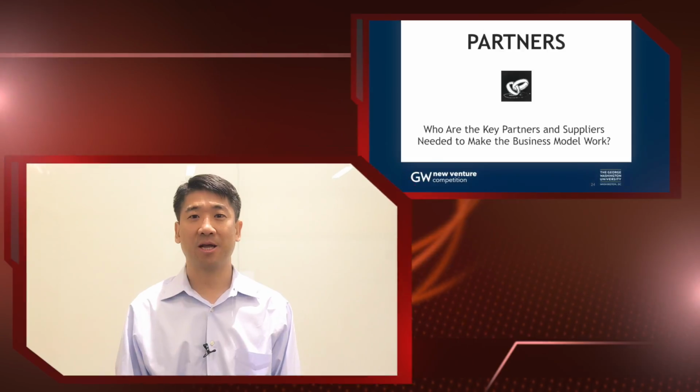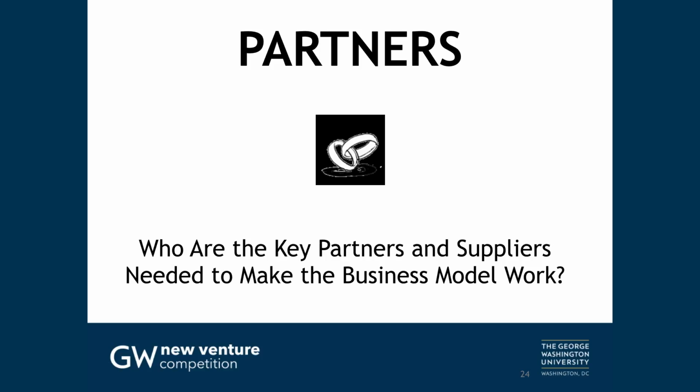Hi, I'm Jim Chung, and I'm the Executive Director of Innovation and Entrepreneurship at the George Washington University. So I'm going to continue the conversation about the business model canvas and the additional boxes on the left side of the canvas, where we're starting to look at what are the cost structures of delivering your business model. The first one I'm going to talk about are partners. So who are the key partners and suppliers that you need in order to make the business model work?